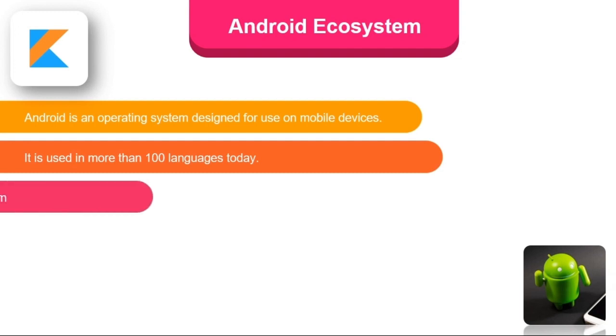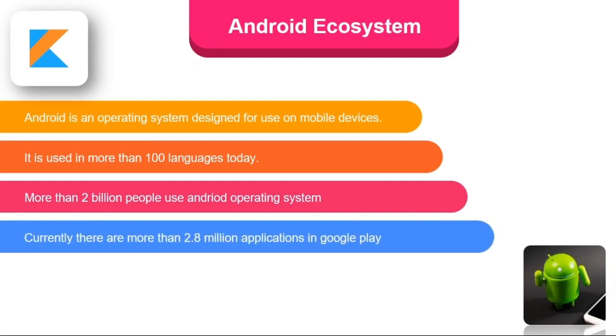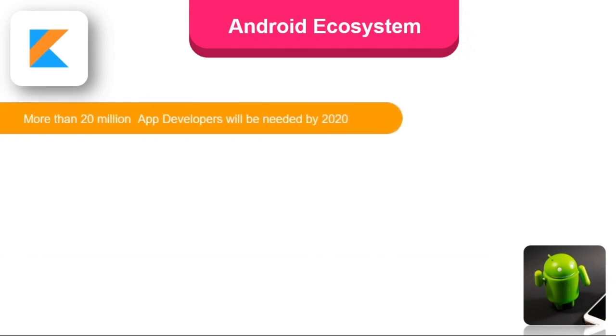Also, more than 2 billion people use the Android operating system as of May 2017. Google Play has more than 2.8 million applications published. More than 6,000 applications are published on Google Play every day. More than 20 million application developers will be needed in the next few years. Yeah, I'm looking at you, right?